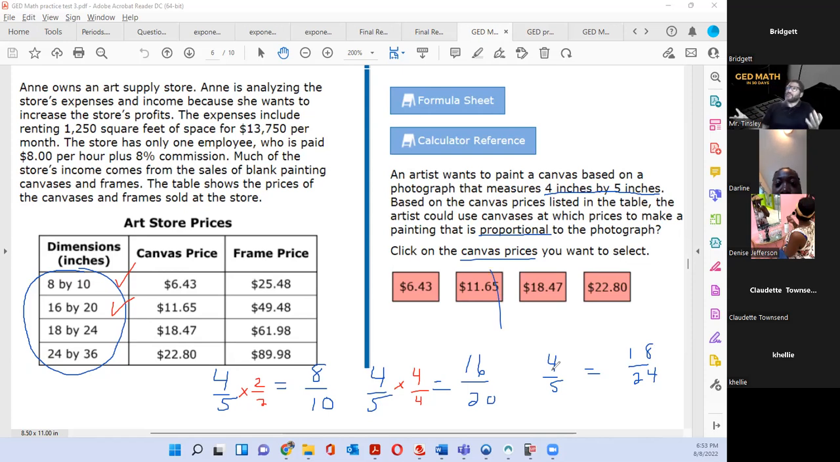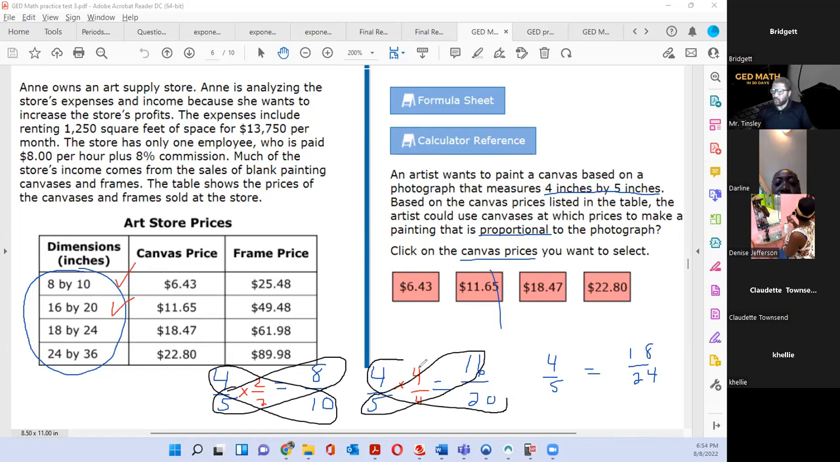What you actually could do is cross multiply the numbers also. I'm going by whole numbers, but you should cross multiply. So what do I mean by cross multiply? 4 times 10, 40. 8 times 5, 40. They're proportional. 5 times 16, 80. 4 times 20, 80. They're proportional. 5 times 18 is 90. 4 times 24 is 96. These are not proportional.